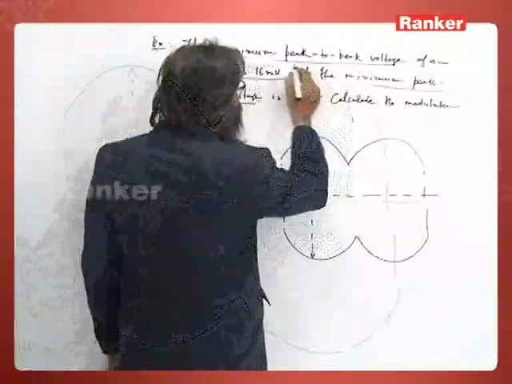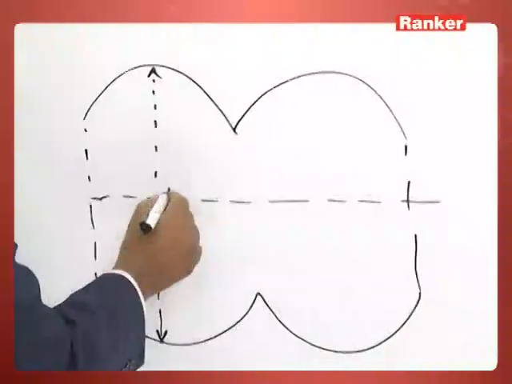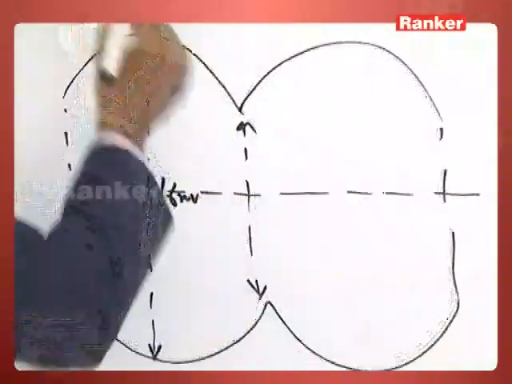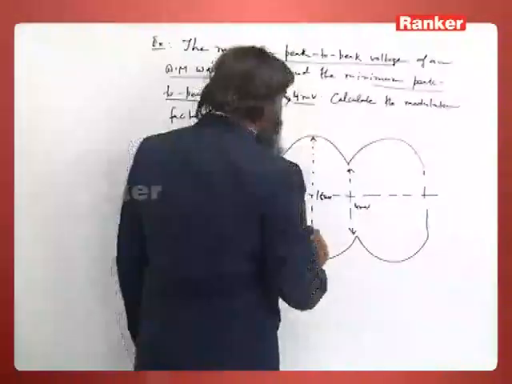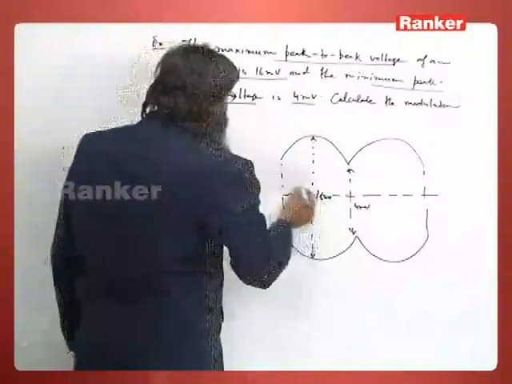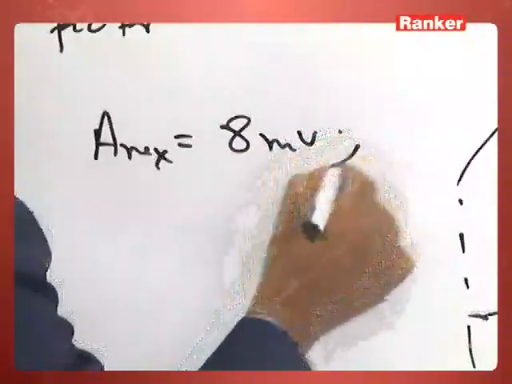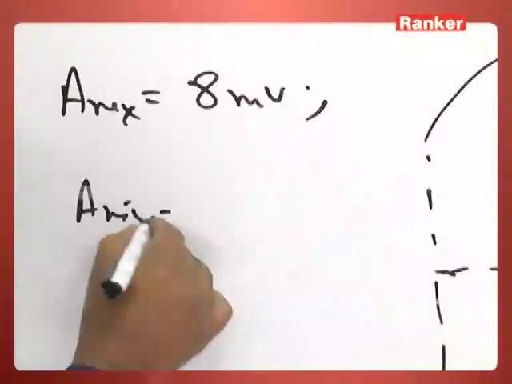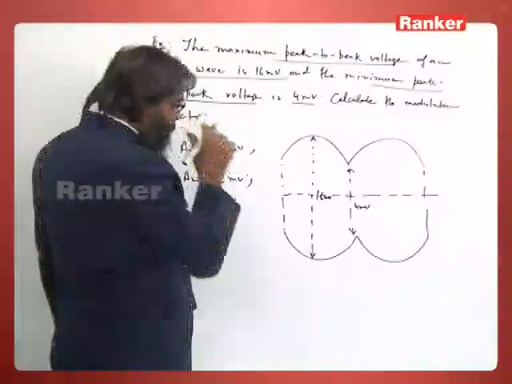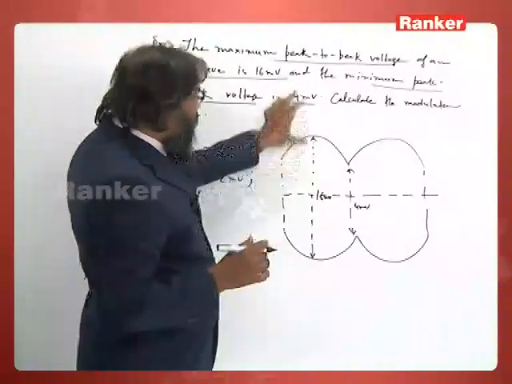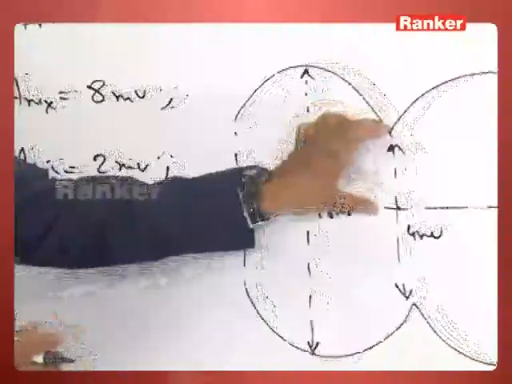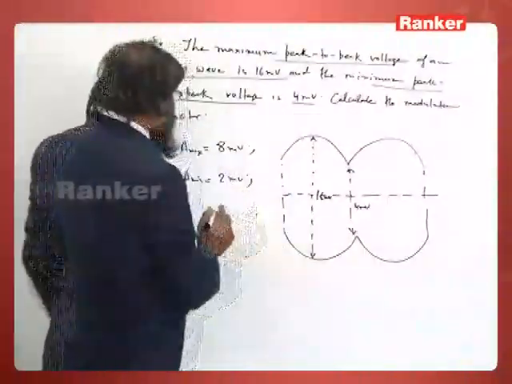This is given as 16 millivolts, and the peak to peak minimum voltage is given as 4 millivolts. So Amax, the maximum voltage, becomes 8 millivolts, and the minimum becomes 4 by 2, that is 2 millivolts. The common mistake is to consider the peak to peak voltage as the amplitude, saying Amax is 16 and Amin is 4. This is the common mistake.